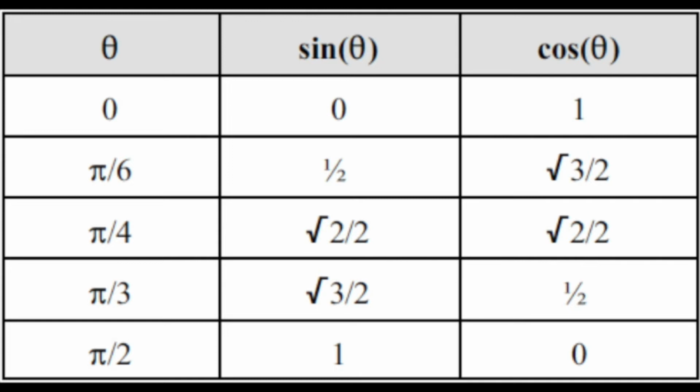For pi over 3, or 60 degrees, sine of theta is equal to root 3 over 2, and cosine of theta is equal to 1 over 2. And lastly, for pi over 2, or 90 degrees, sine of theta is equal to 1, and cosine of theta is equal to 0. Any angles that have these special angles as their reference angles, you can also use this chart to find their sine and cosine. When we have the 3 sides of a triangle and we have an angle theta, we can find the value of the sine and cosine of theta.